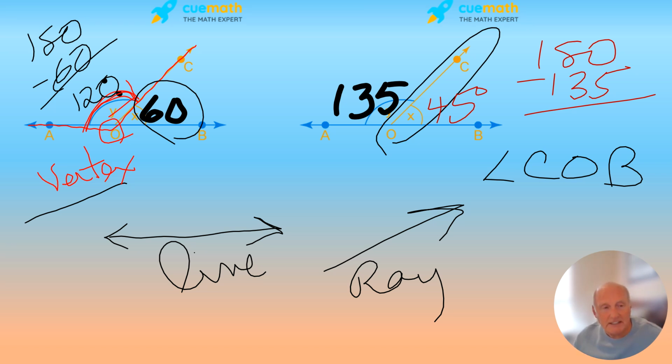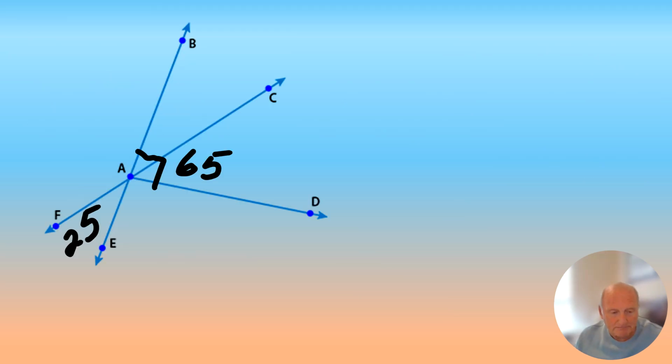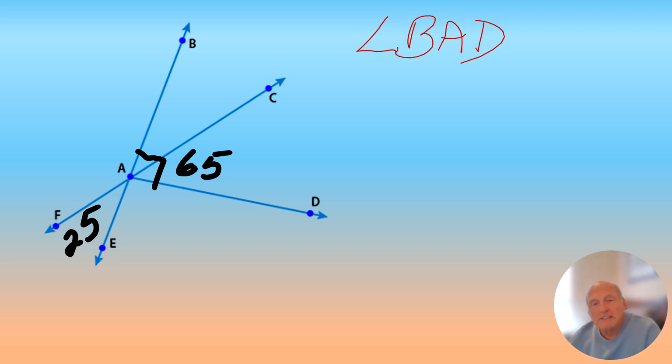Let's see if we can take it to the next step up. Now I've got something with 2, 3, 4, 5 angles. So I'm going to just write some up here. Let's see if you can do it. How about angle BAD? How many degrees in angle BAD?